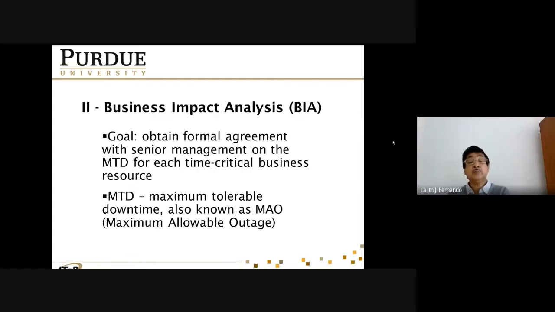Now, for example, if your transaction processing is stopped, how long can you be without the transaction processing? So that is what we call downtime, maximum tolerable downtime. We call it the maximum allowable outage, also the same thing. So these things are to be agreed on with the management, because with that the impact analysis is really being made.